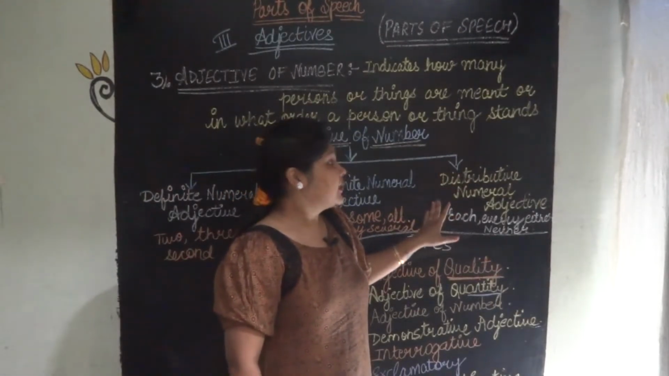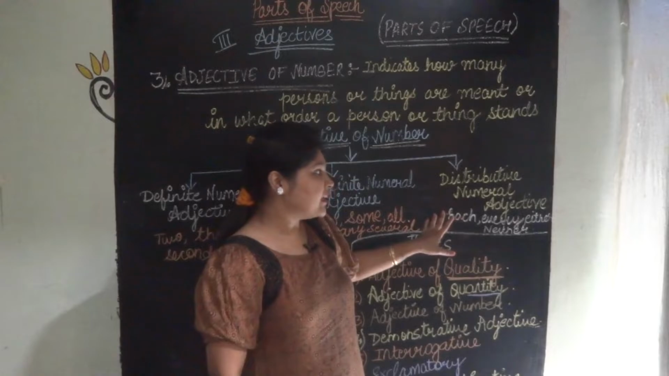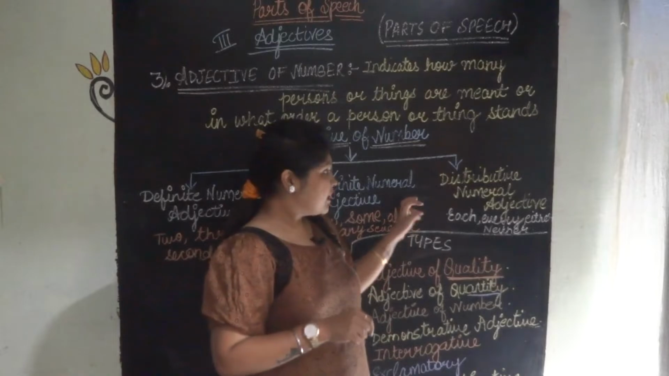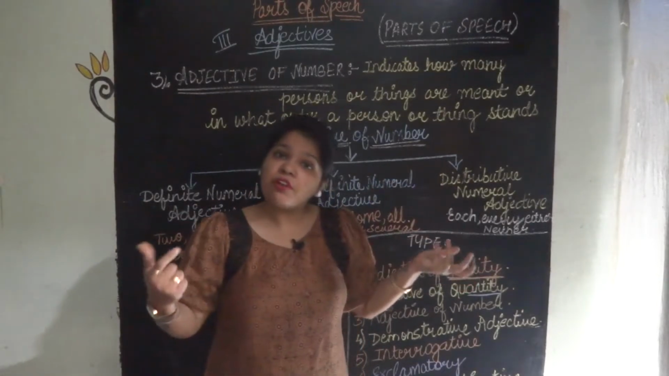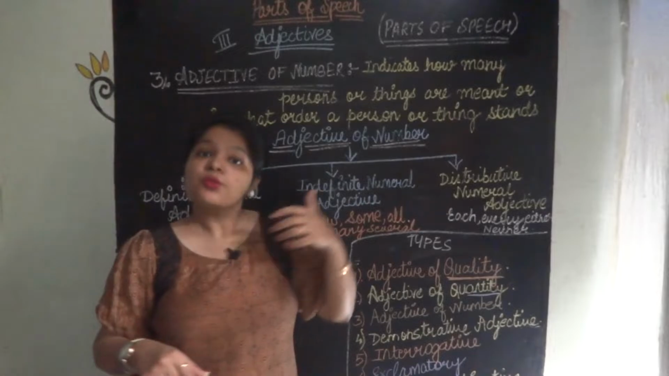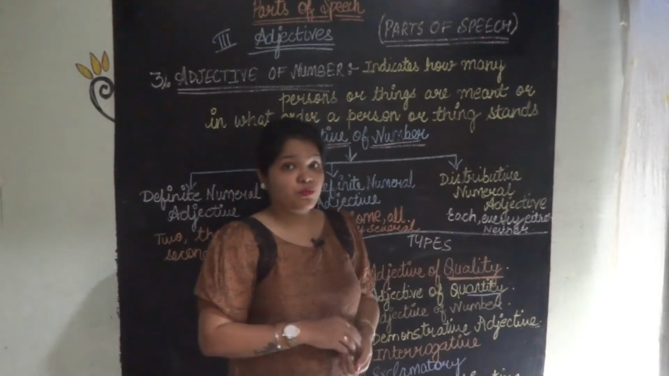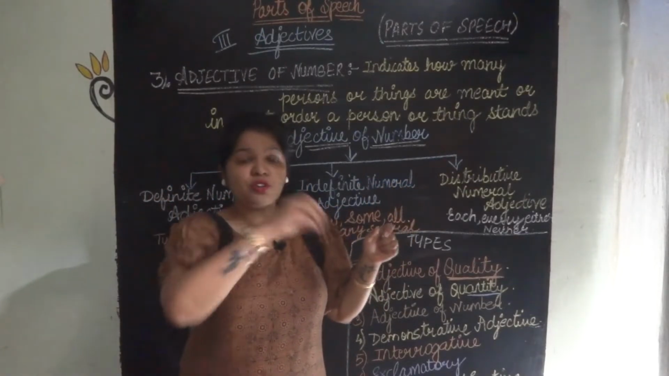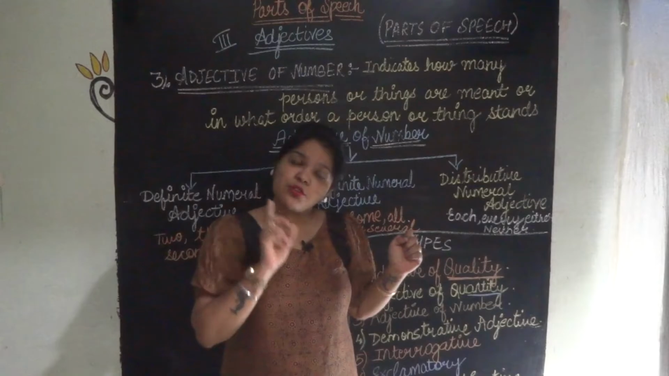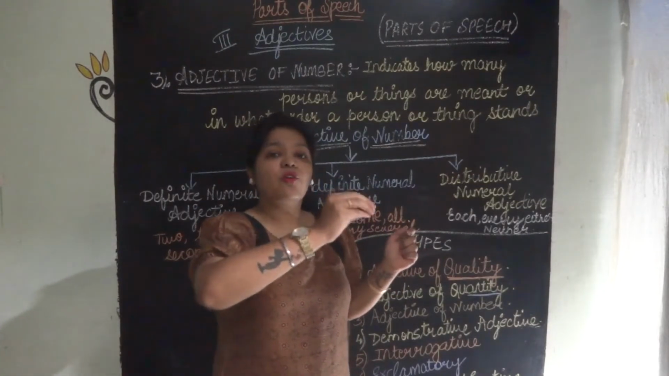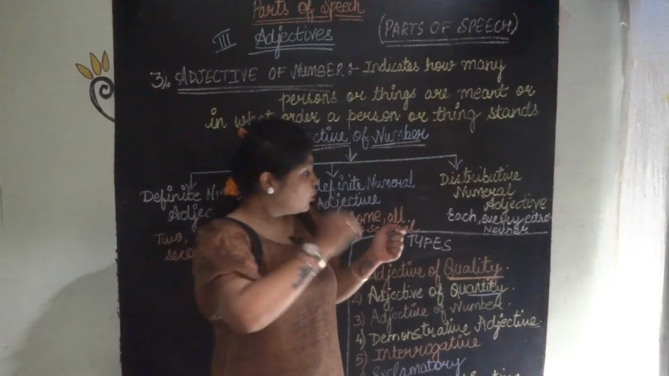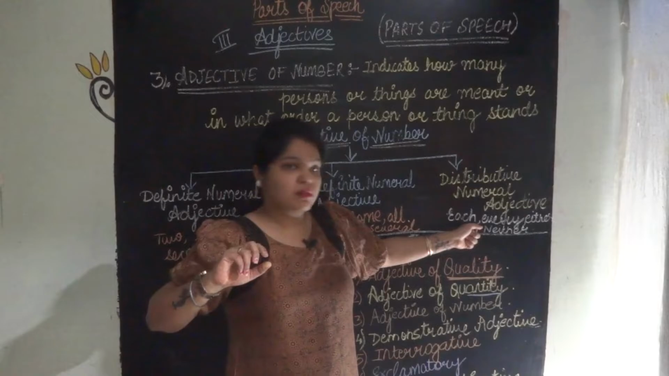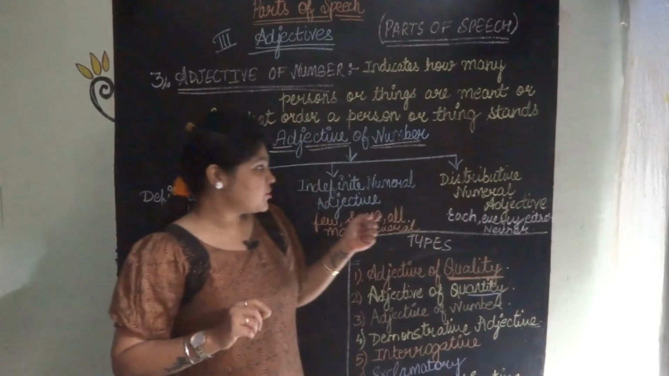Now the third one is distributive numeral adjective. As the name suggests, distributive. Distributive means what? To distribute. So what do you get from this name? When you take chocolates and toffees or many things to distribute in the class on your birthdays, what does your mama say to you? Distribute to each of the children in your class. Means to each one, not to everyone in the class. That is distributive.